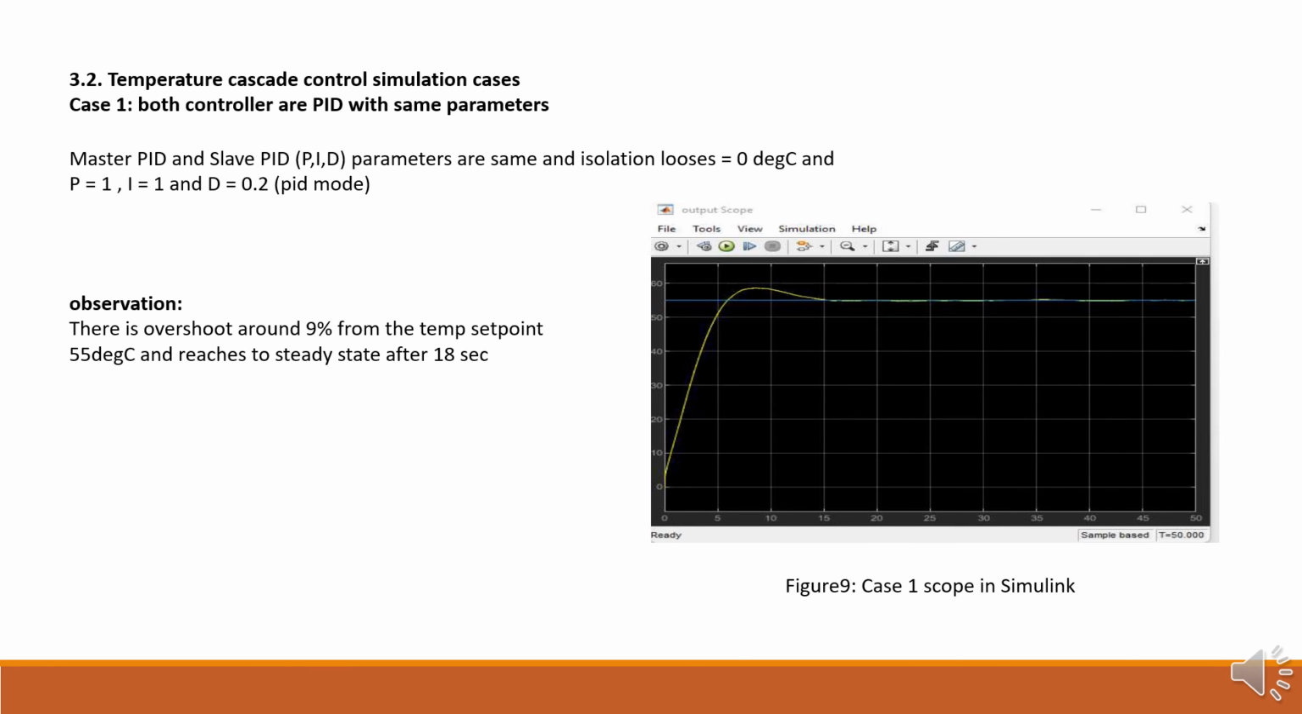Case 1, both controllers are PID with the same parameters. Master PID and slave PID parameters are the same, and the insulation losses were 0 degrees centigrade. Proportional is 1, integral is 1, and derivative is 0.2. Observation: we found there is an overshoot of around 9% from the temperature set point, which is 55 degrees, and it reached steady state after 18 seconds.